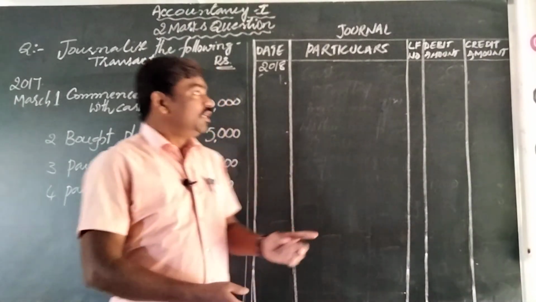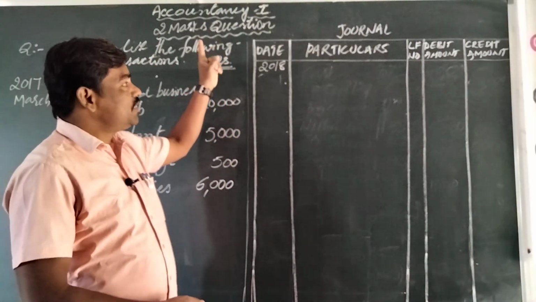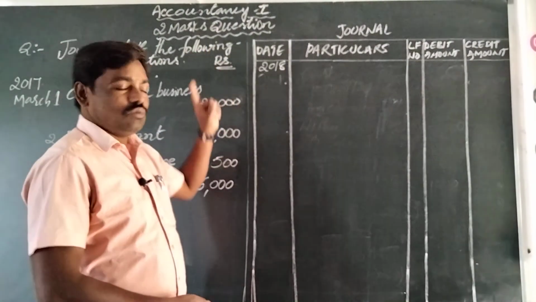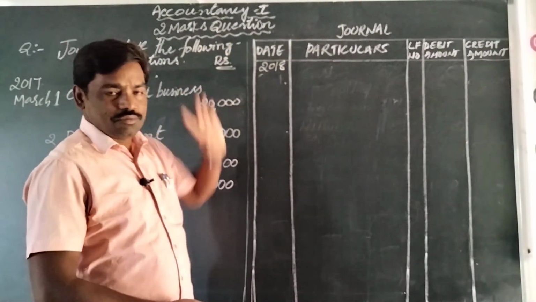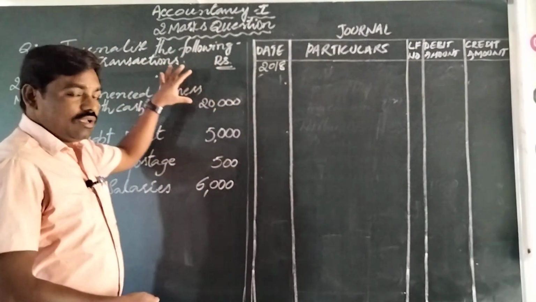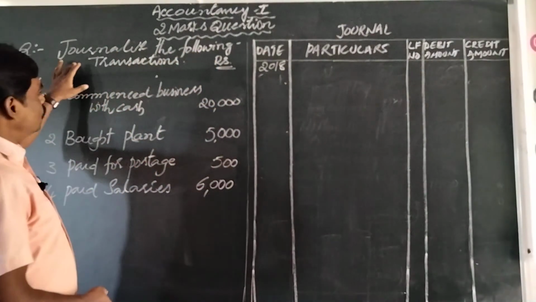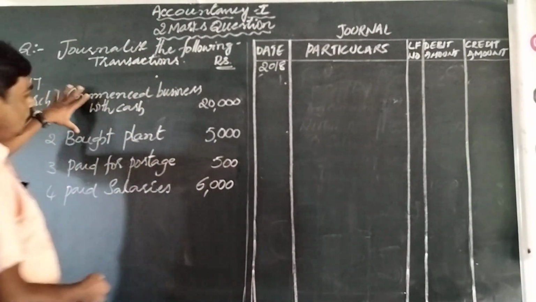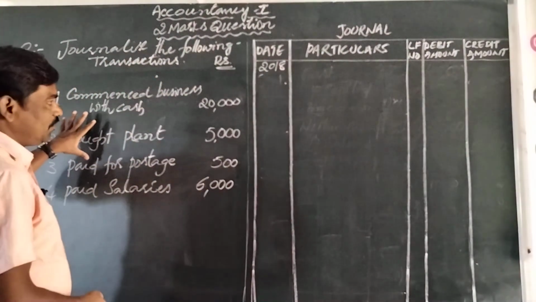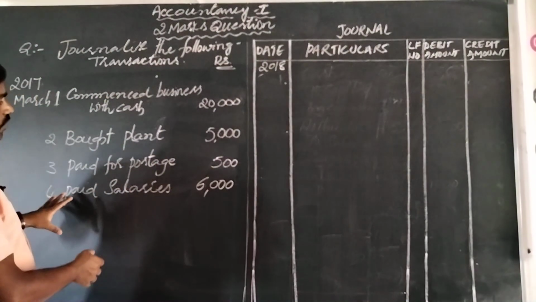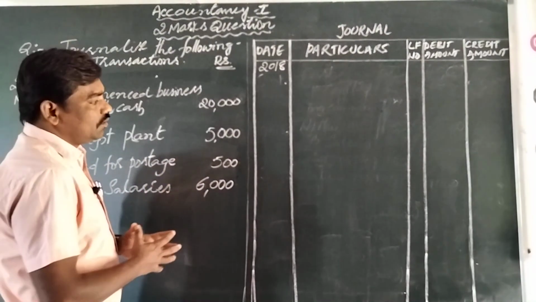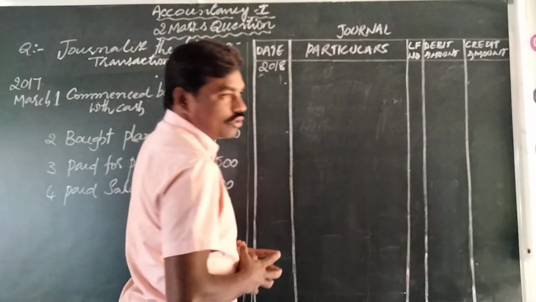So here the topic is journalizing. From that, in the annual examination you will be given one question for 2 marks, and the question will be like this: journalize the following transactions, and 4 accounting transactions will be given. For the given accounting transactions you need to write the journal entries in the journal.